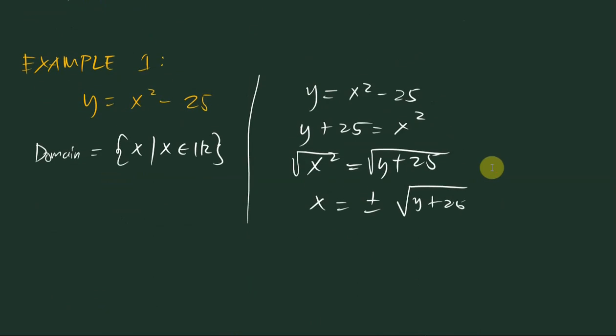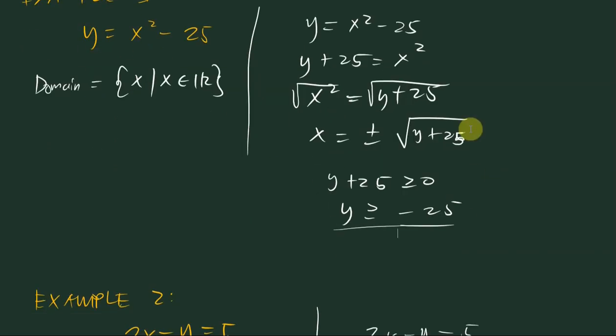Okay, so as you can see there, we have a radical symbol here, and in order for this to be defined, y plus 25 has to be greater than or equal to 0. So y has to be greater than or equal to negative 25. So we can say that the range of this particular function is y such that y is an element of real numbers and y is greater than or equal to negative 25.